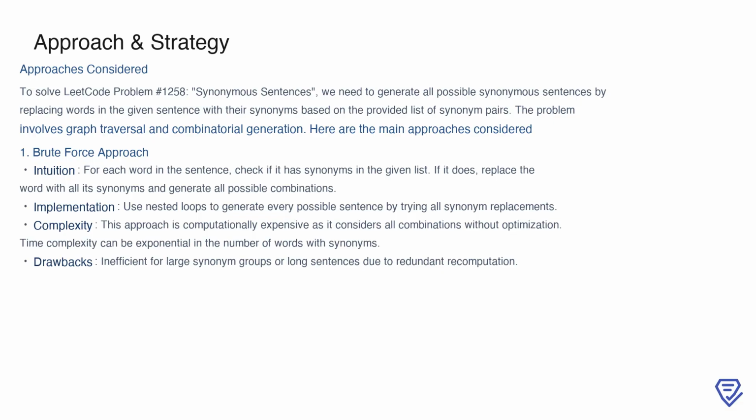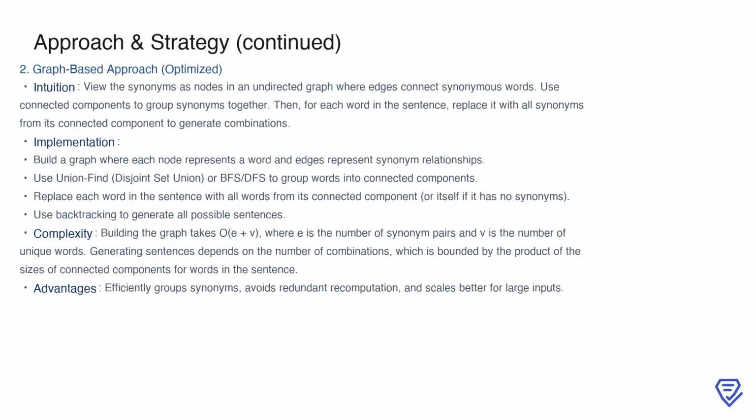Additionally, a lot of redundant work is performed, as the same combinations are effectively recomputed during the process. While straightforward, this approach struggles with scalability, especially for longer sentences or larger synonym groups. A more efficient strategy is the graph-based approach.